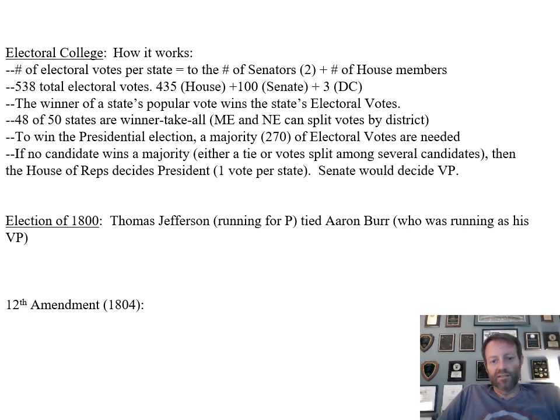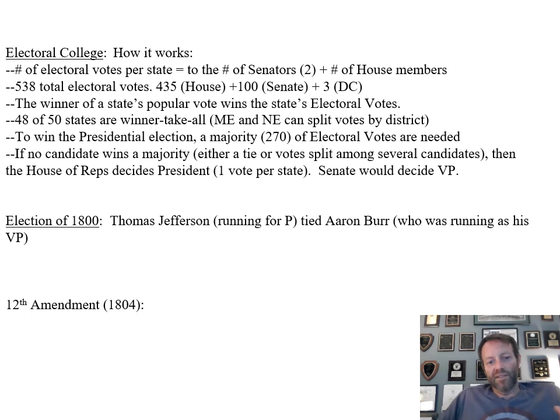So Maine and Nebraska, we talked about Maine the other day and we'll talk about Nebraska today, do it a little differently. To win the presidential election, you need 270 electoral votes, which is a majority. And if you don't have 270, then the election goes to the House of Representatives, where they decide the president by having 1 vote per state. So that's that system. Now, the election of 1800.